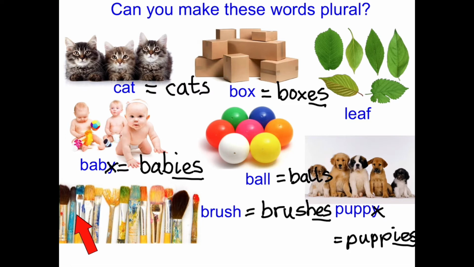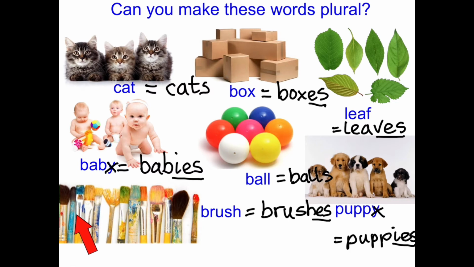Now the other rule, and not many words use this rule, is for words ending in F. So we've got leaf, and you change the F to a V. Leaves. We might be looking at some other examples that use that rule through the rest of the week.